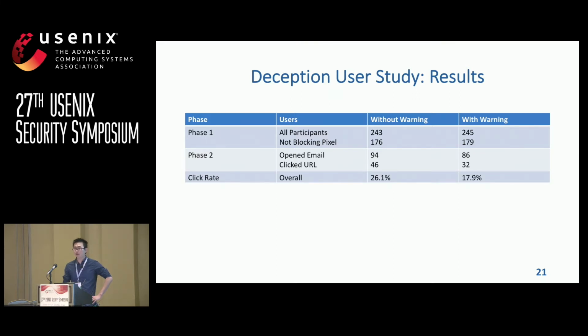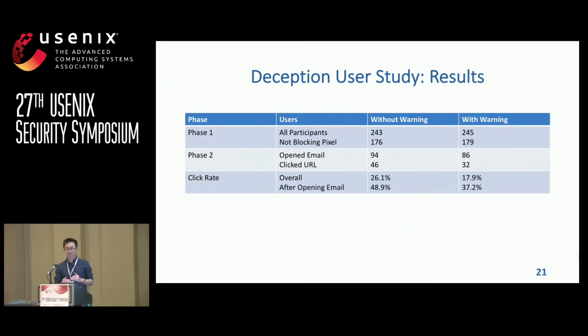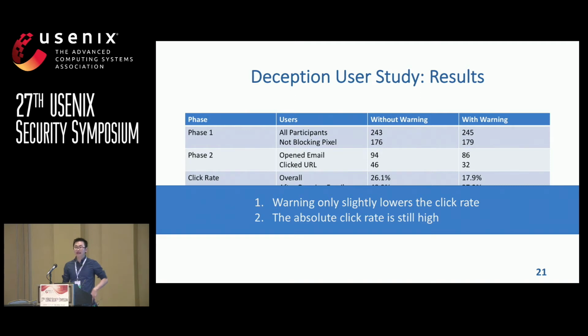The overall click rate for the first group is 26%, and for the second group is 17%. But if we only consider users that actually opened our email, the penetration rate for the first group is 48%, for the second group is 37%. So the conclusion here is that warning only slightly lowers the click rate. And even with warning, the click rate is still high.